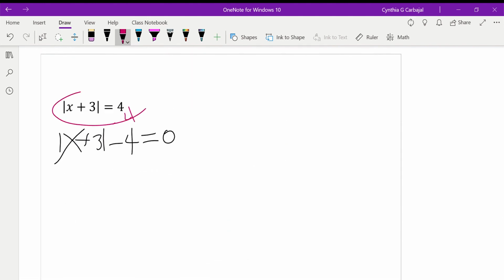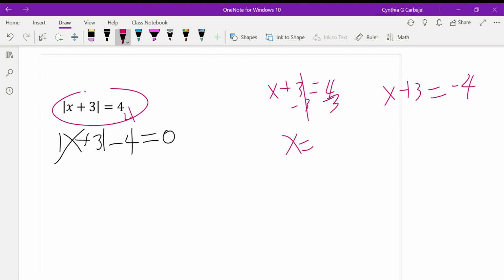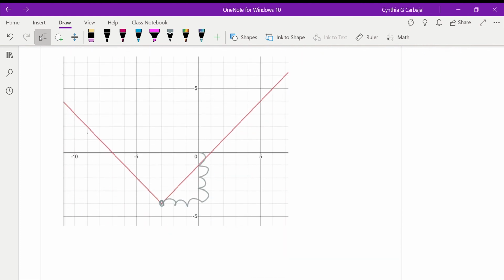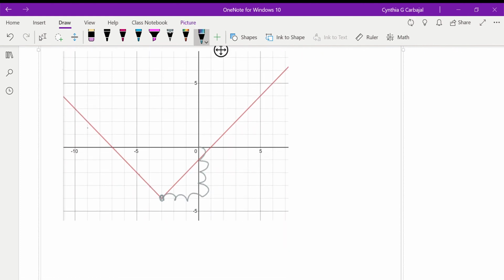This equation here, we could actually solve it, right? It's set equal to 4, so I could actually split it into equal to 4 and then equal to negative 4. If I solve for x, like we did in yesterday's assignment, subtract a 3, subtract a 3, then x equals 1. Then subtract 3, subtract 3, x equals negative 7. But check out what that looks like in our graph. When we find the solution, here is x equals 1, and here is x equals negative 7.